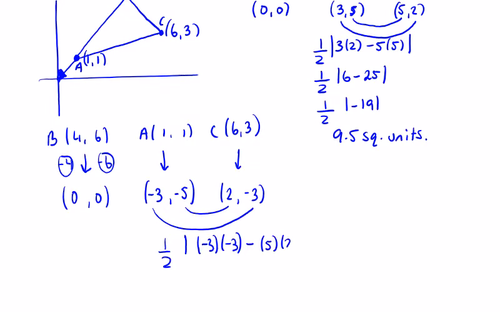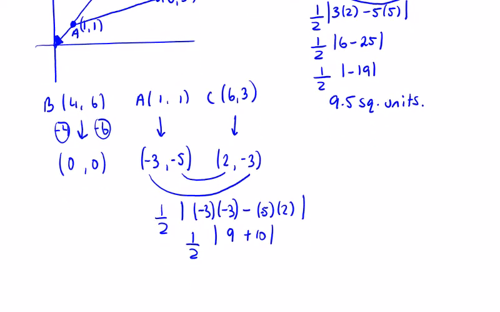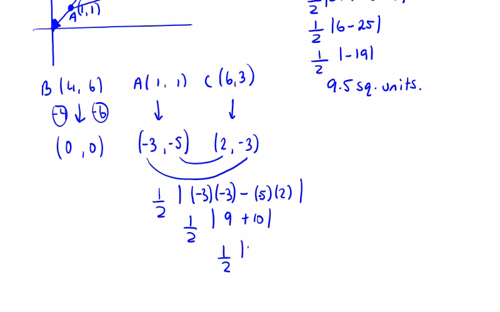5 by 2. So we get half the absolute value of minus 3 by minus 3, which is plus 9, and I left out a minus there, didn't I? Minus 5 in here. So a half minus minus 10 is plus 10, and we get half the absolute value of 19, which again is 9.5 square units.